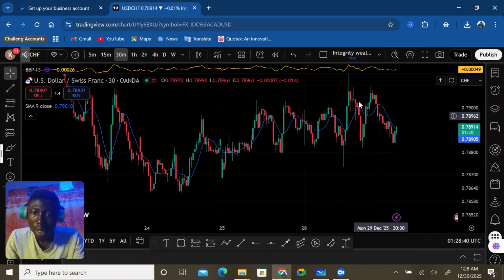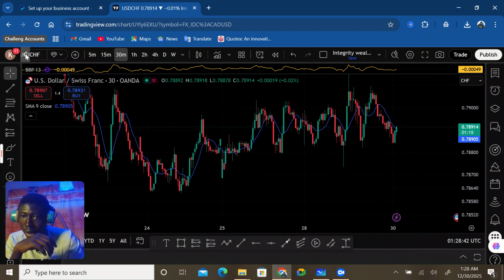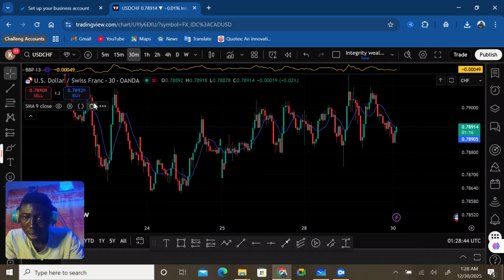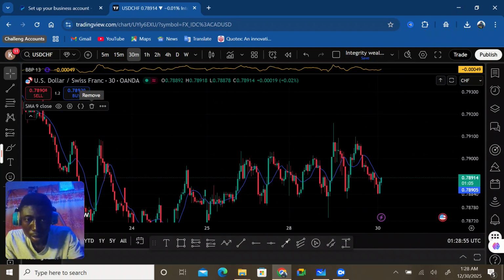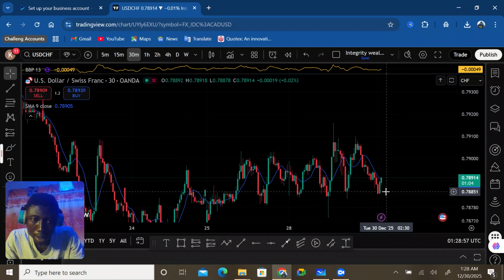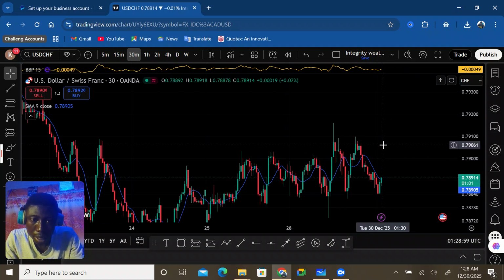Let me show you what it is. So this is what you're going to see over here. When it comes to a market like this, this is USD CHF. Looking at USD CHF like this, I can predict that this market is going for a buy over here. This is running over here. So I can predict that this market right now is going for a buy.